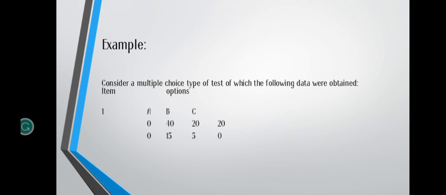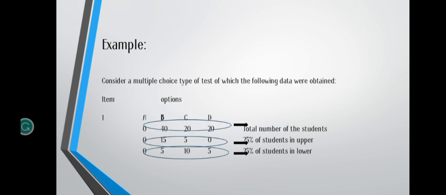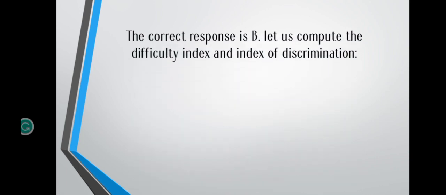So, sa upper 25% of the class, ang sumagot sa letter A ay wala. Sa letter B, 15. Sa letter C, 5 lang. Letter D, wala. While sa lower 25% of the class, sa letter A wala, sa letter B 5 lang, sa letter C 10 sila, and then sa letter D 5 sila. So, ganito yun siya. The correct response is B.